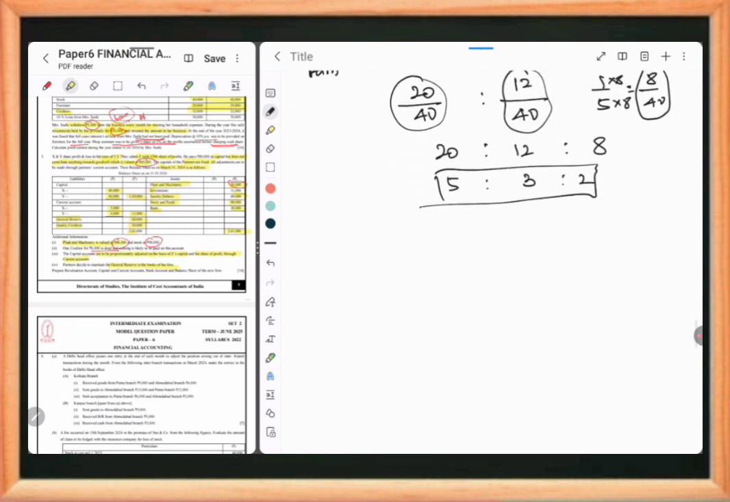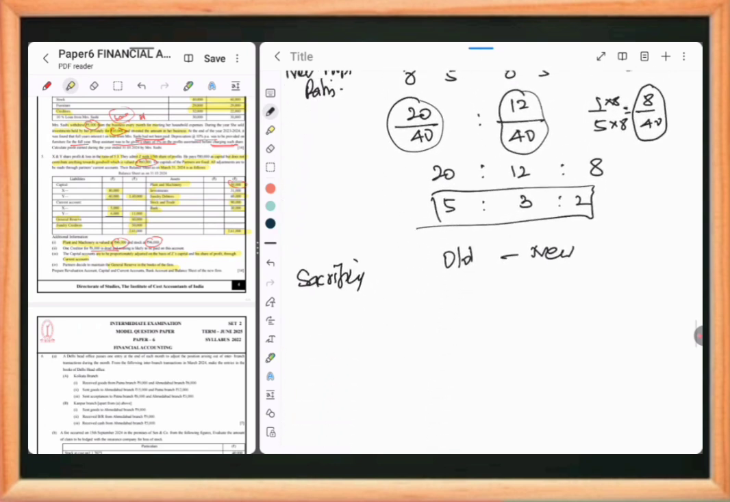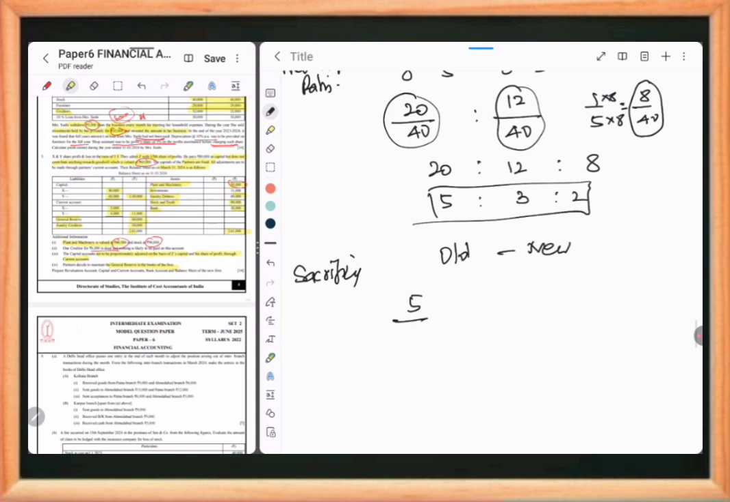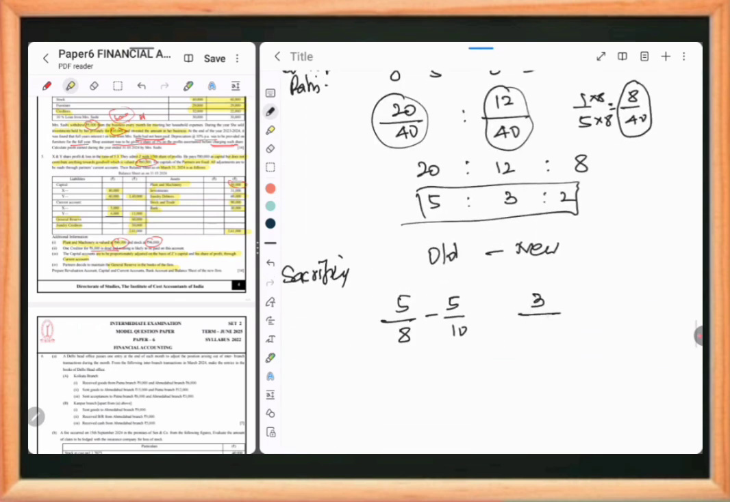So this is the new profit sharing ratio. And then sacrificing ratio. Sacrificing ratio means old minus new. For old partners only, we have to find out the sacrificing ratio. So old minus new. Old for X is 5/8, minus new, which means 5:3:2, so 5/10 new ratio. Here the old ratio for Y is 3/8, and the new ratio is 3/10, since 5 plus 3 plus 2 is 10, so 3/10.